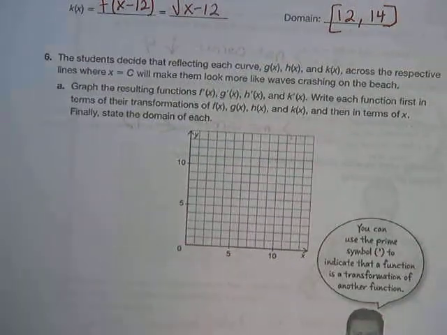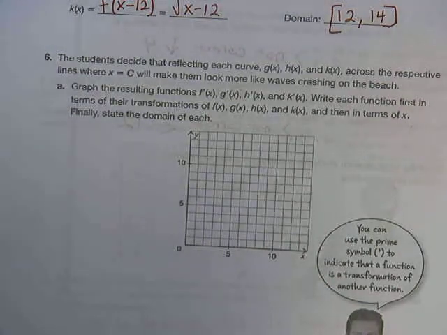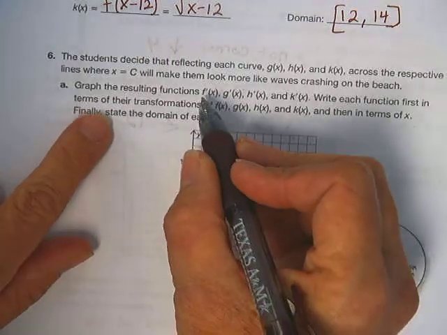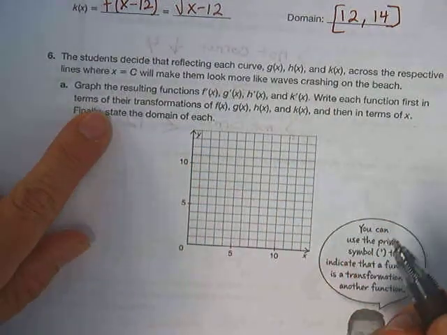Okay, so now we want to look at this, and what is it they're asking us to do? They want us to move our functions, or to reflect them, it looks like. So we want to reflect these across the line x equals c. So each one will be different. Okay, so f prime means it's associated with f.